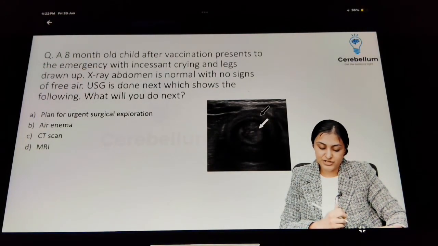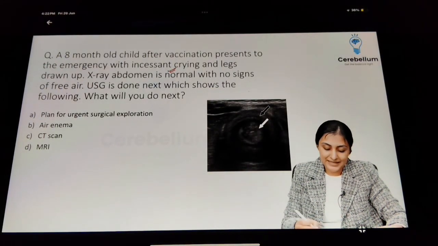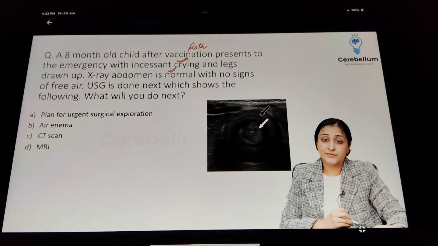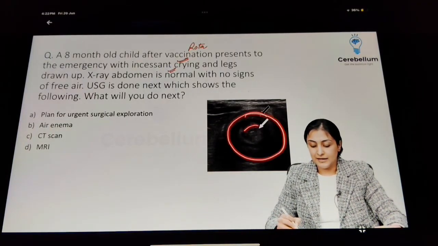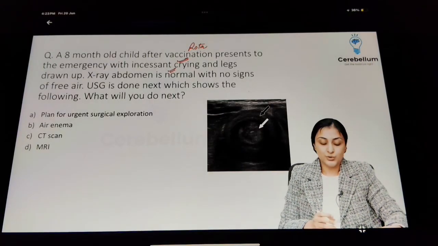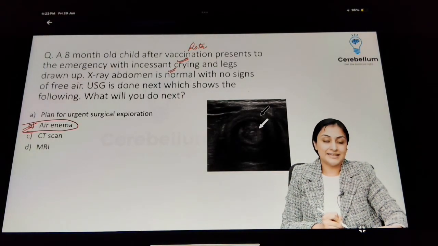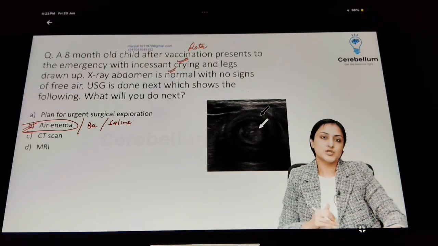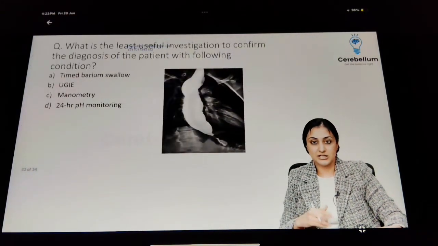8-month-old child after vaccination presents to the emergency with crying, meaning there is pain. Vaccination. Which vaccine? Rotavirus vaccine, most likely. X-ray abdomen is normal, no signs of free air. Ultrasound is done. What do we see? You see a target appearance. You can see a bowel within bowel appearance, which indicates intussusception. What do we do? What is the investigation of choice? It is air enema. Any enema, barium enema, saline enema, air enema. Basically, we want to create hydrostatic pressure so that we can reduce the intussusception, right? So the answer here is B.